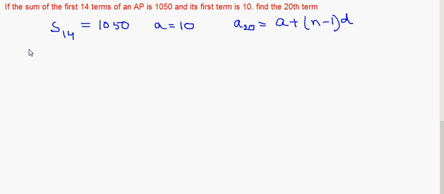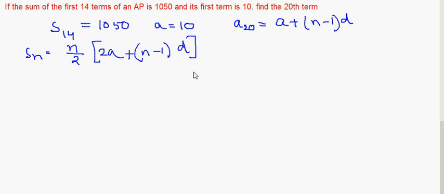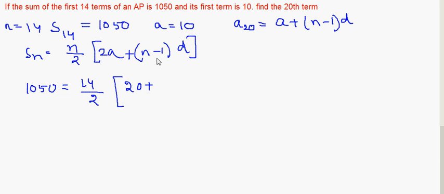So the Sn formula is n by 2 into 2a plus n minus 1 d. Sn is given to be S14, which is replaced by 1050. Okay, I forgot to write, n is given to be 14, so I'll replace n with 14 here. A is given as 10, so 2a becomes 20 plus n minus 1, that is 14 minus 1 gives you 13, and then there is a d which we are actually calculating.